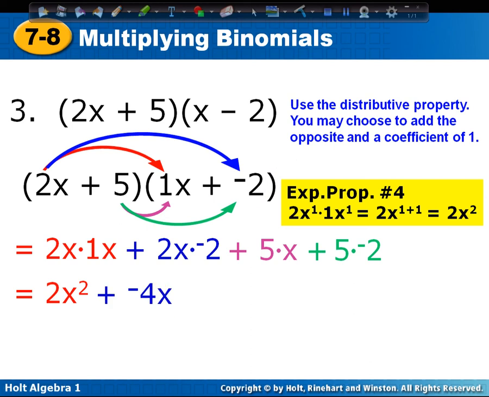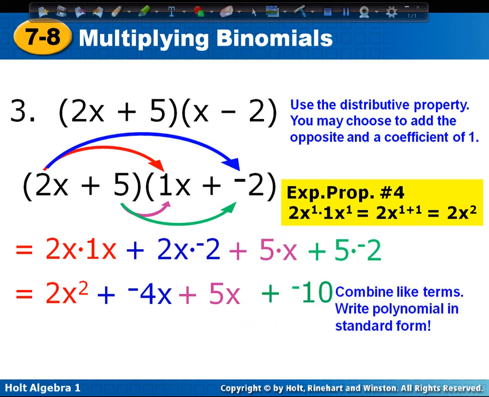2x times negative 2 is negative 4x. 5 times x is 5x, and 5 times negative 2 is negative 10. So we have 2x squared plus negative 4x plus 5x plus negative 10. We're going to put our like terms together, which are those two middle ones if you've done this correctly. We're going to say negative 4x plus 5x, and that's 1x.